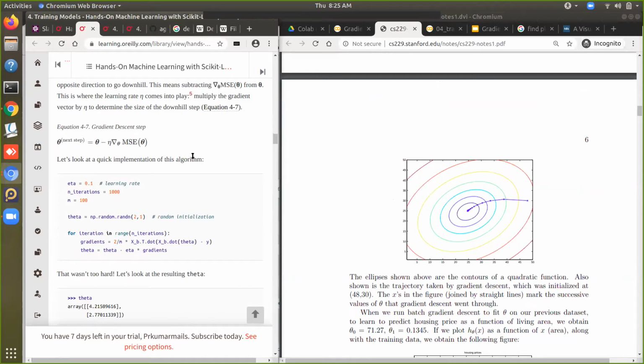For gradient descent, please remember the four points. First one is compute the gradient, second one is calculate the step, then the third one is update the parameters, then the fourth one is optionally check for convergence.